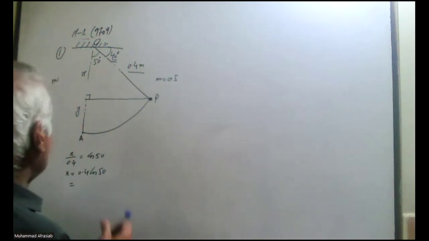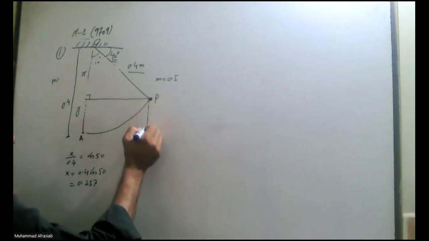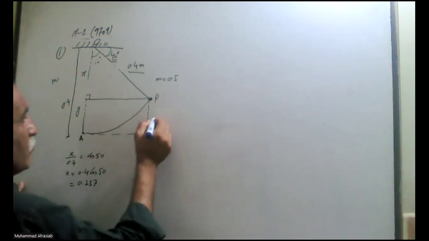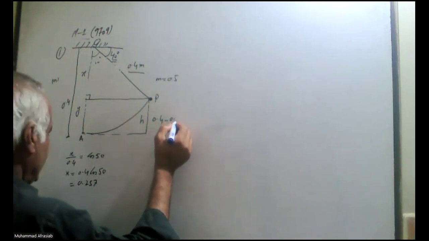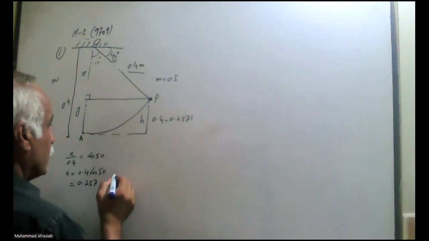0.2571. But this length from O to A is of length 0.4. So this is the length we have to calculate. It should be equal to the height, which is 0.4 minus 0.2571.